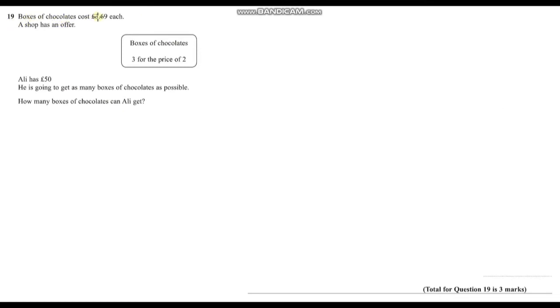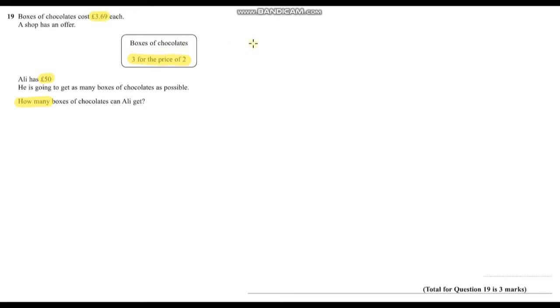Question 19. Boxes of chocolates cost £3.69 each. A shop has an offer. So the offer is 3 for the price of 2. Ali has £50. He's going to get as many boxes of chocolates as possible. How many boxes of chocolates can Ali get? So this is where the calculator is going to come in really handy. So they're 3 for 2. So if he buys 3 boxes, he's only paying for 2 of them.